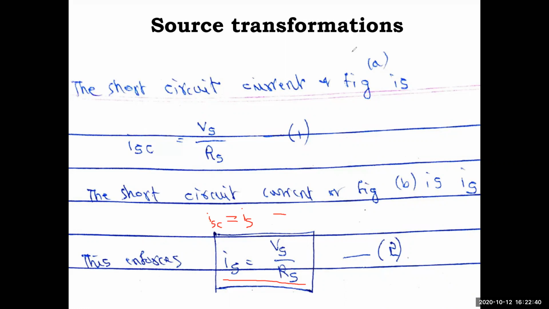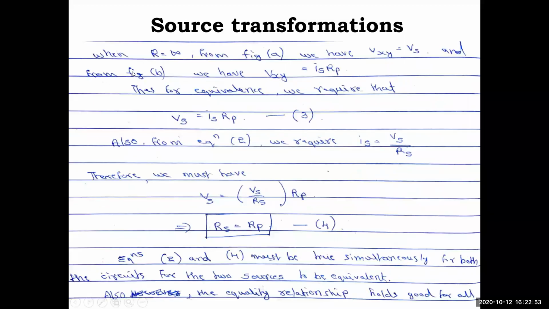So now we'll apply R equal to infinity. What will happen? R equal to infinity means high resistance. That means it is an open circuit. So we need to measure the voltage across the open circuit. That we do next. So when R is equal to infinity, from figure A, we have Vxy is equal to Vs.